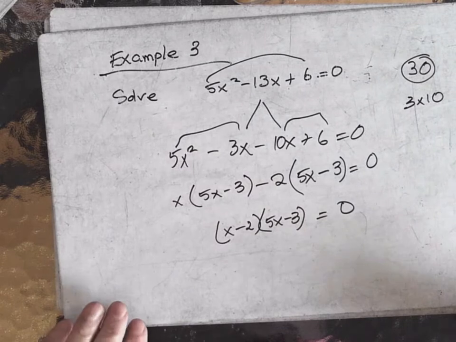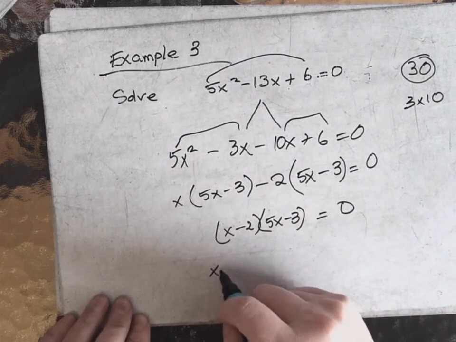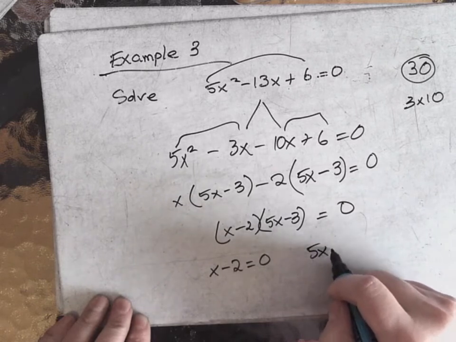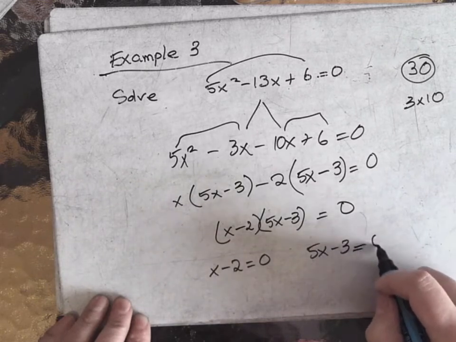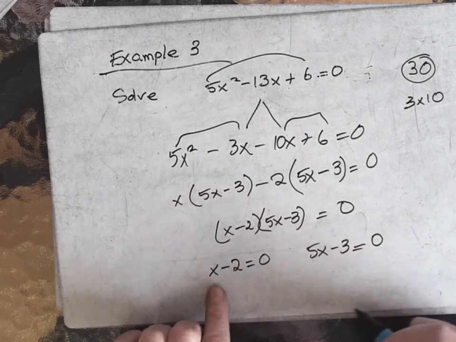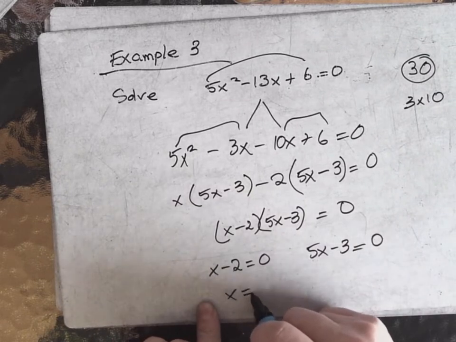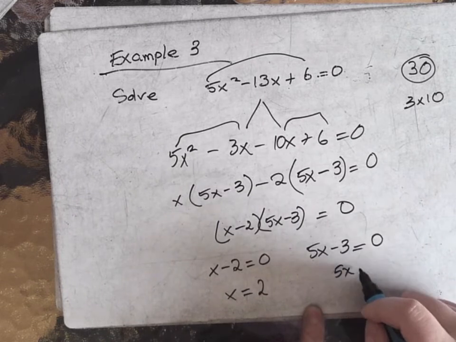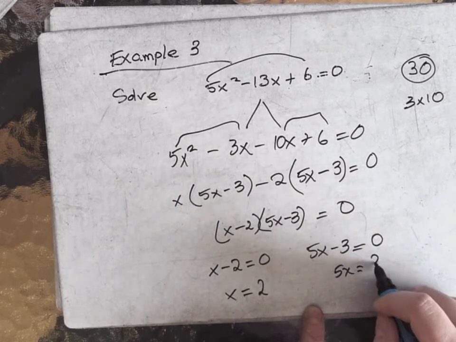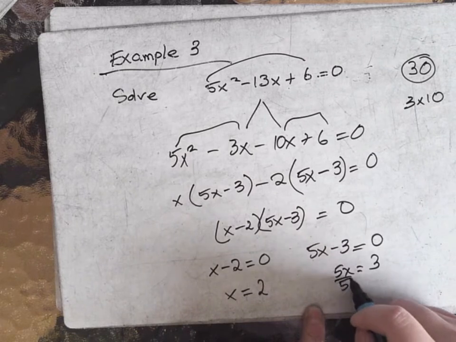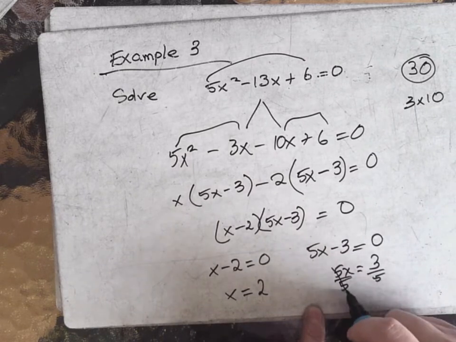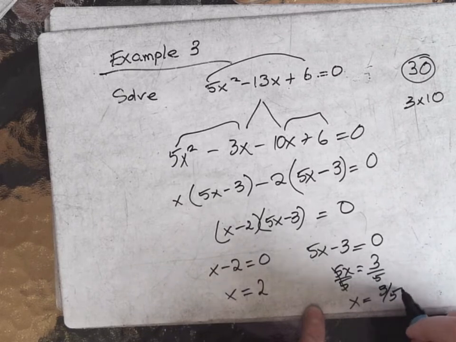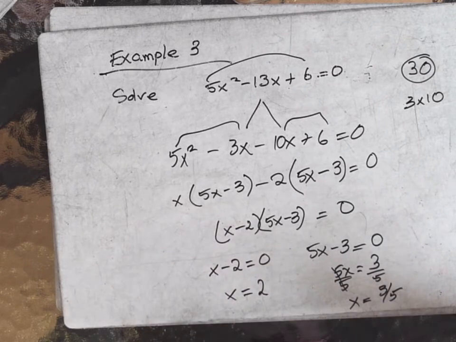So what you do is you let each bracket equal 0. So x minus 2 equals 0, and 5x minus 3 equals 0. Then solving, x is on one side, numbers on the other. So leave the x, bring the minus 2 over the wall, it becomes a plus 2. Here we get 5x is equal to, when minus 3 comes over, it becomes a plus 3. Then you divide each side by 5, and you get x is equal to 3/5. So again, I've got two answers, x is 2 and x is equal to 3/5.